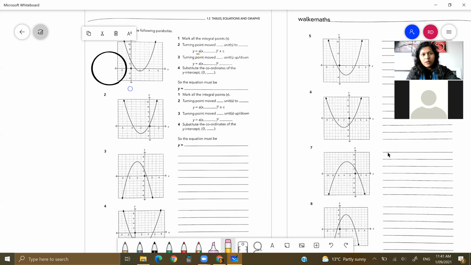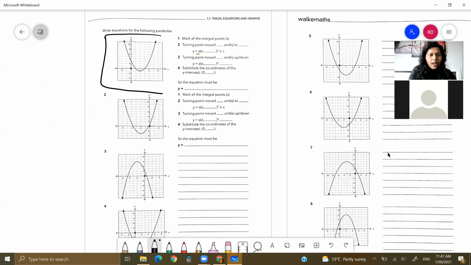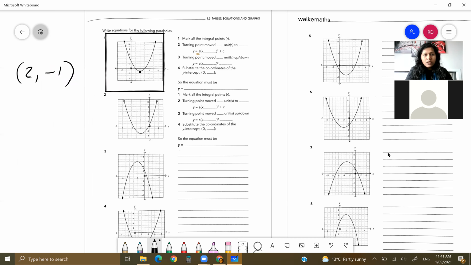So in this graph, I can clearly see the vertex. The vertex is at 2, -1. It's moved 2 units to the right, and because it's moved to the right, it's actually going to be minus, so it's going to be -2. Then it's moved 1 unit down, so I'm going to make that -2, -1.